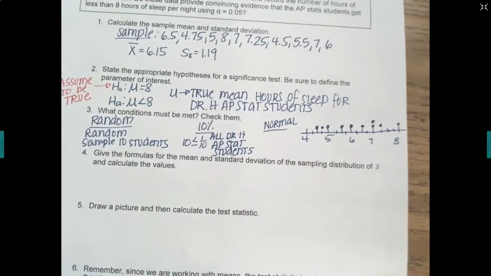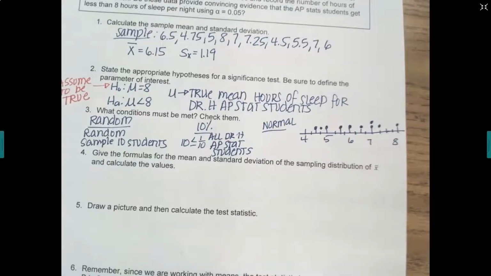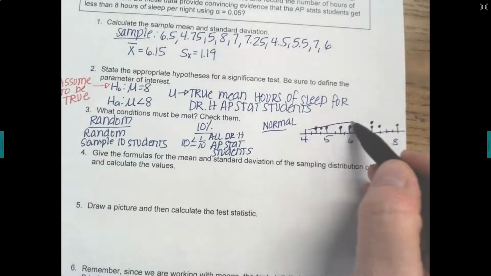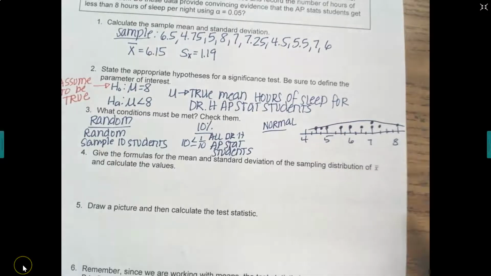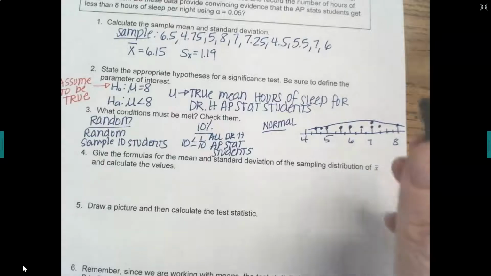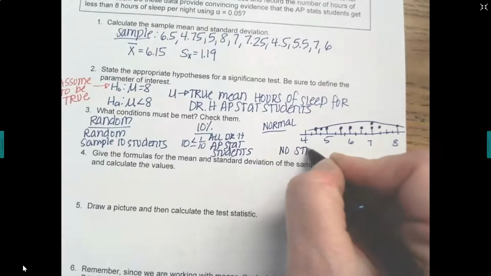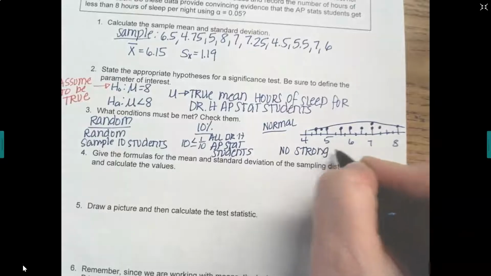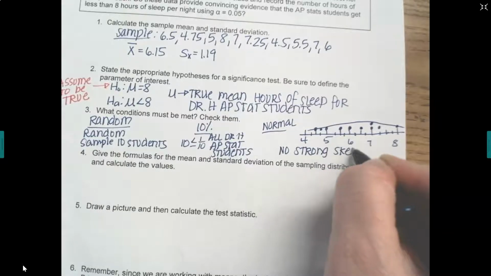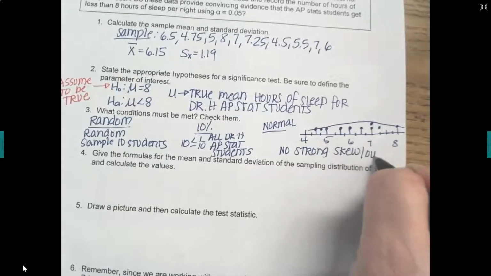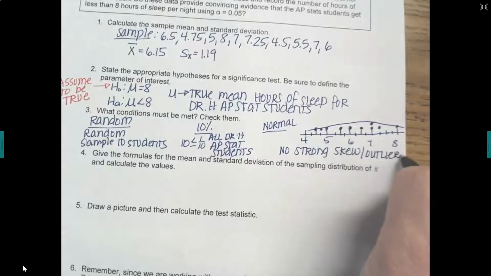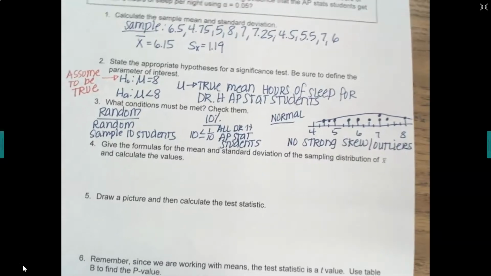Okay, in looking at our graph, we can try and draw a curve over it. There's no real strong skew or apparent outliers. So we'll just state that: no strong skew or outliers. So we're okay to continue.